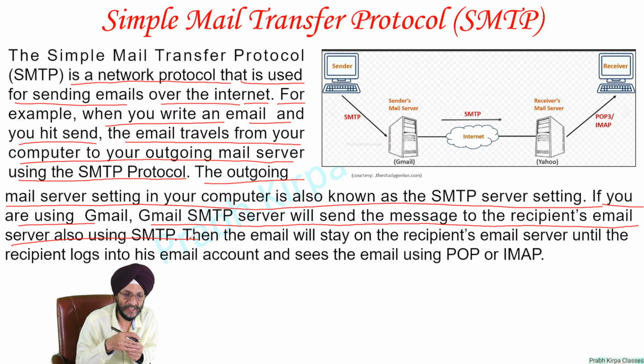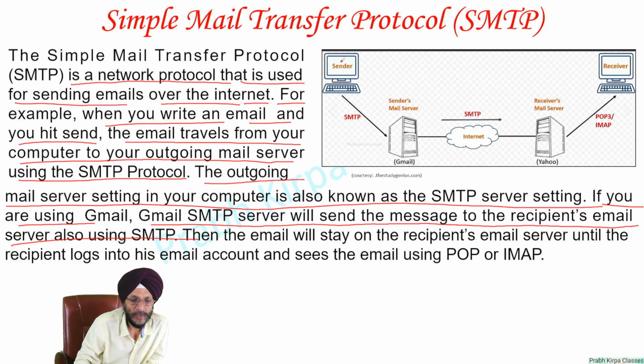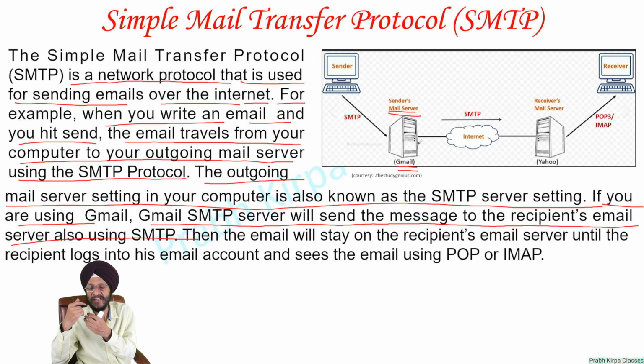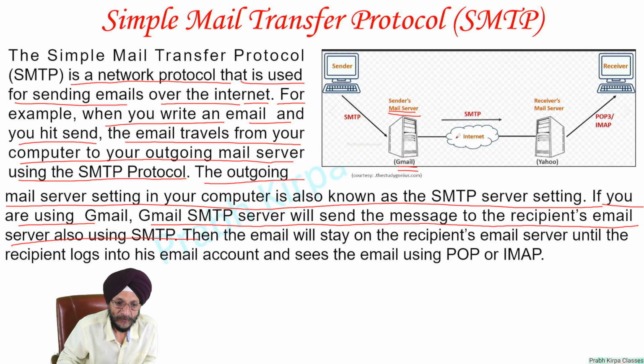Let us understand the same with the help of a picture. Suppose you are using this computer, you have hit the send button on your computer, then the email will use SMTP and the email will reach the mail server. Suppose you are using Gmail, then it will reach the Gmail server. From the Gmail server, suppose you have sent the email to a person who is using Yahoo Mail. Then from the Gmail server, the said email through SMTP over the internet will be sent to Yahoo's mail server.